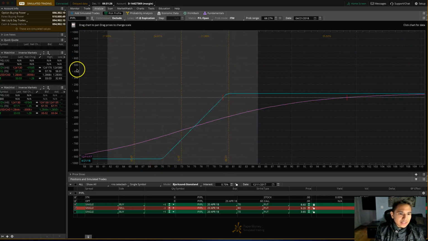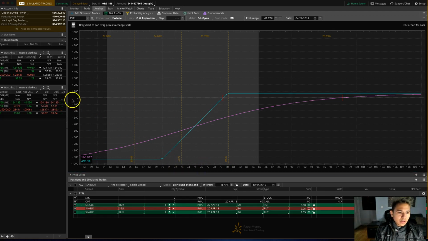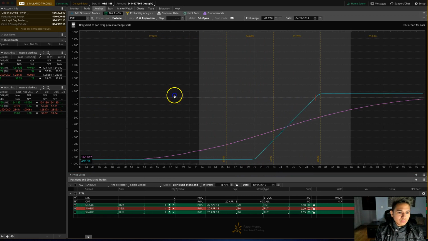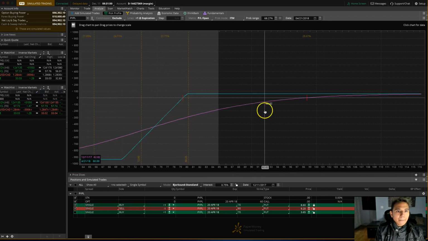So then you see the price is here. My break even for 4/21/18, excuse me, would be 79.36, and so you can see here 0, and then here the dates. And then you can go, like I said, forward and backward in time, or just by dragging the chart.